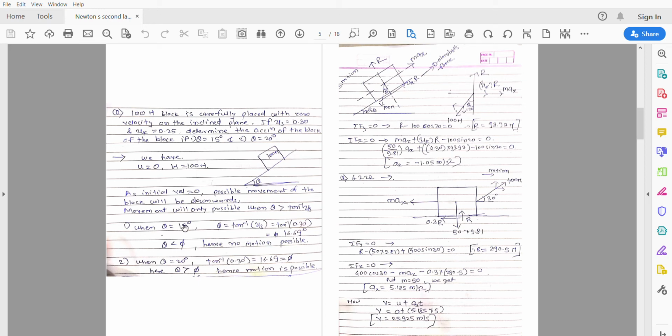So when theta is equal to 15 degrees, the required angle is 16.69 degrees for the movement of the block. So it is less than 16.69, so no motion is possible, so there is no question of acceleration. In the second case, 20 degrees, obviously it is greater than 16.69, so body will move in downward direction. So draw the free body diagram of the body.